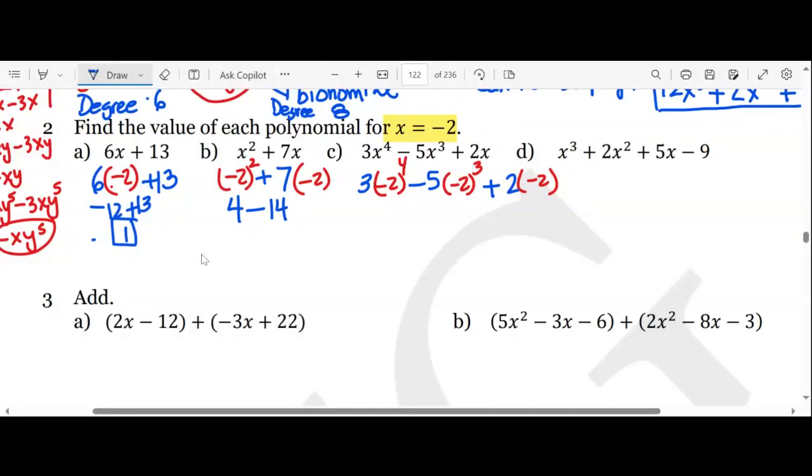So we add or subtract? Negative 14. Negative 10. Negative 2 to the power of 4? 16. Times 3? 48. Negative 3 to the power of 3? Negative 8. Times negative 5? 2 times negative 2?